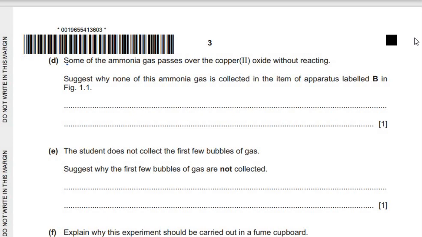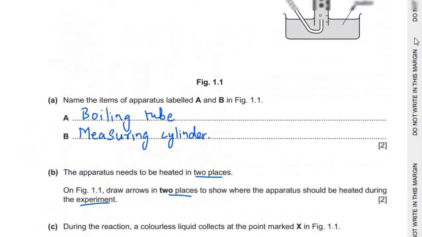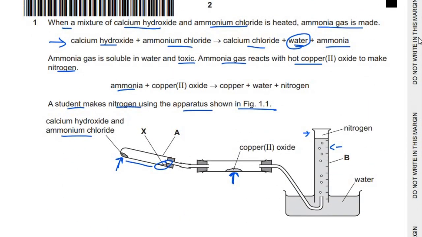The D question is, some of the ammonia gas passes over the copper 2 oxide without reacting. Suggest why none of this ammonia gas is collected in the item of the apparatus labeled B in figure 1.1. Now what they are trying to say is that we have ammonia gas also, which is passing through this tube and which is unreacted, so that may also get collected in the measuring cylinder along with the nitrogen, but it is not found along with the nitrogen.